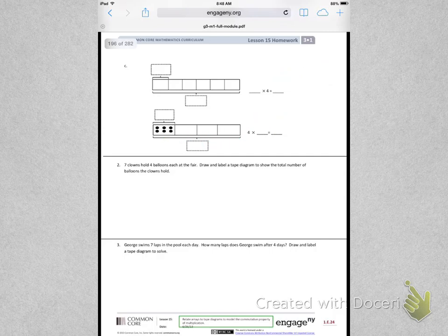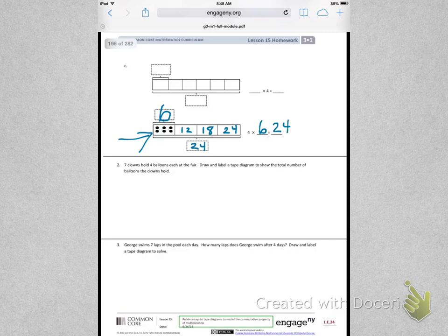And we need to figure out how many are in each box. Oh, they gave that information to us over here. There are 6 in each box. So it's 4 groups of 6. Let's skip count by 6 to find the product. 6, 12, 18, 24. Our total is 24, so our product is 24.